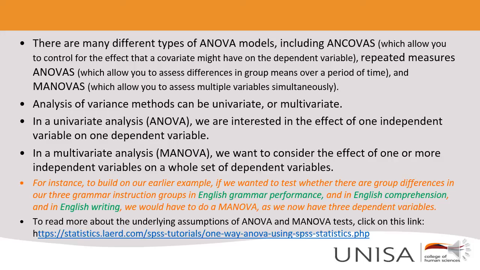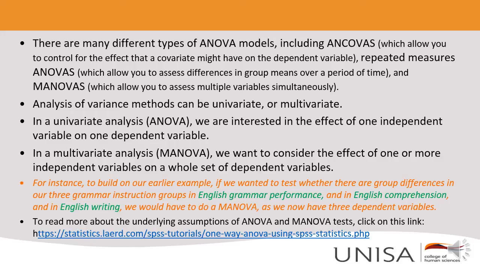Analysis of variance methods can be univariate or multivariate. In a univariate analysis, we are interested in the effect of one independent variable on one dependent variable. In a multivariate analysis, we want to consider the effect of one or more independent variables on a whole set of dependent variables.